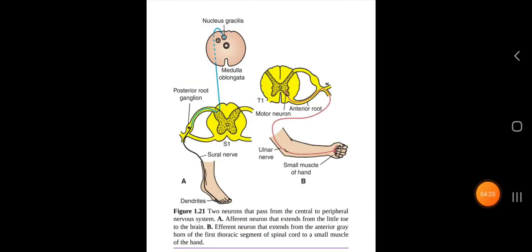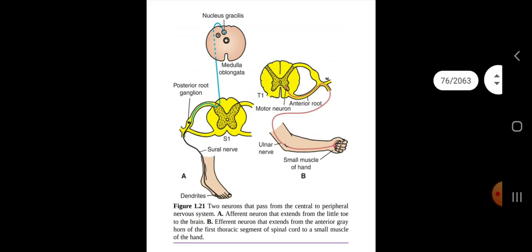The figure 1.21 showing the two neurons that pass from the central to the peripheral nervous system. The figure A showing the afferent neuron that extends from the little toe to the brain. See figure A. You can see the nucleus gracilis, medulla oblongata, posterior root ganglion and the sural nerve.